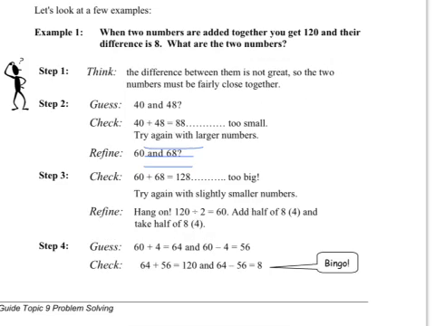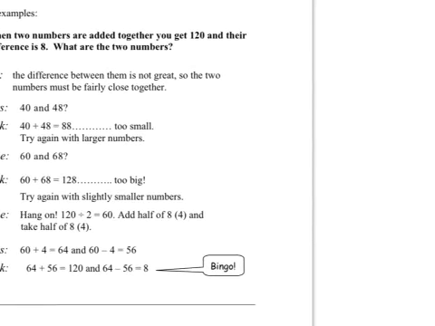Now, the first example of one of these problems is: we have two numbers that are added together to give 120, and the difference between the two numbers is 8. What are the two numbers? Well, there's a guess, check and refine trial and error method there for you to use if you prefer. But let's have a look at how we can perhaps do this a little more systematically.